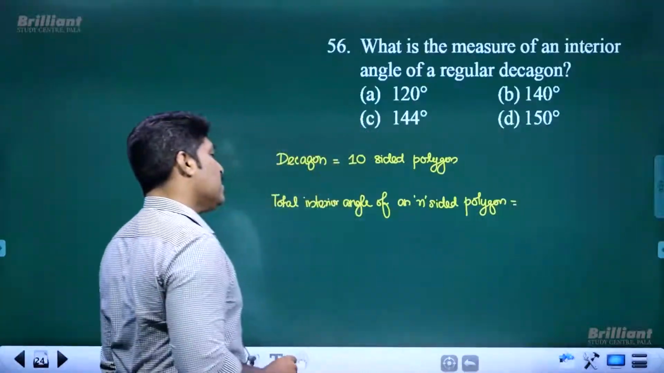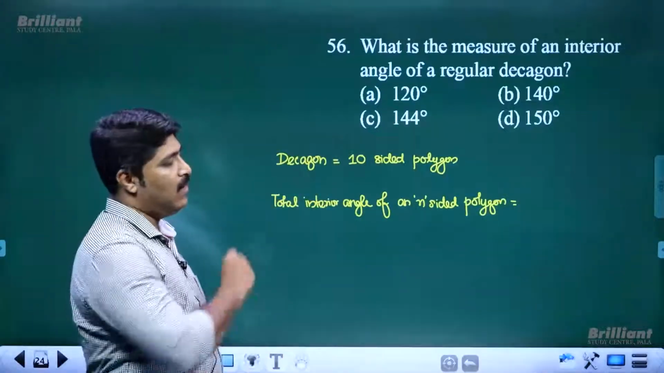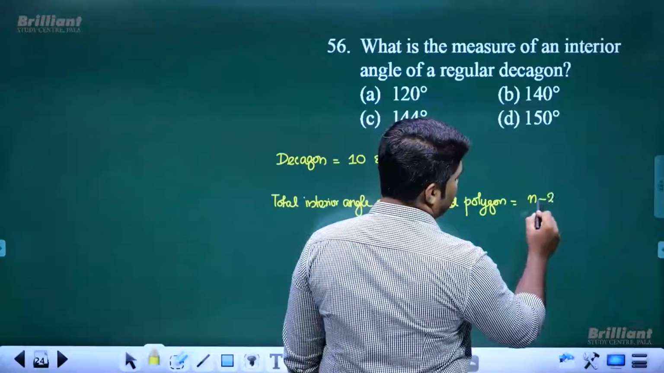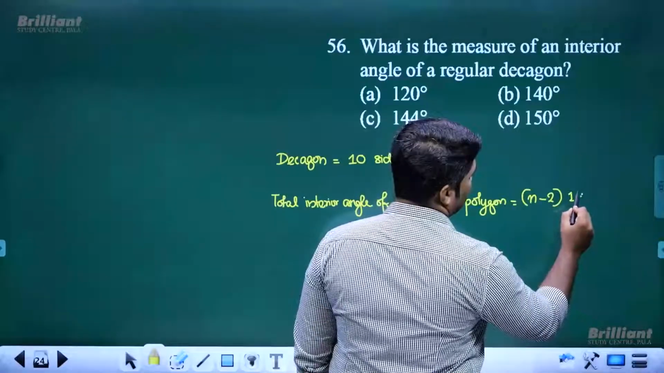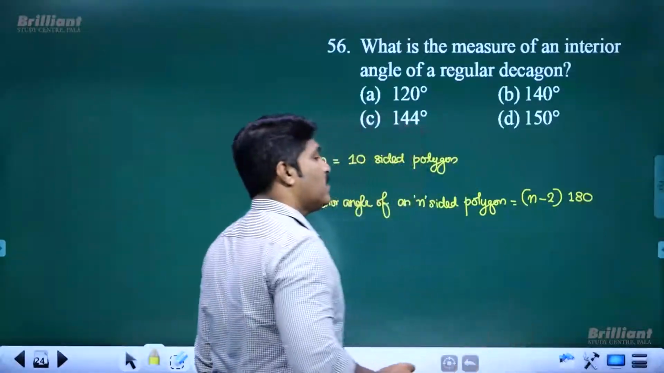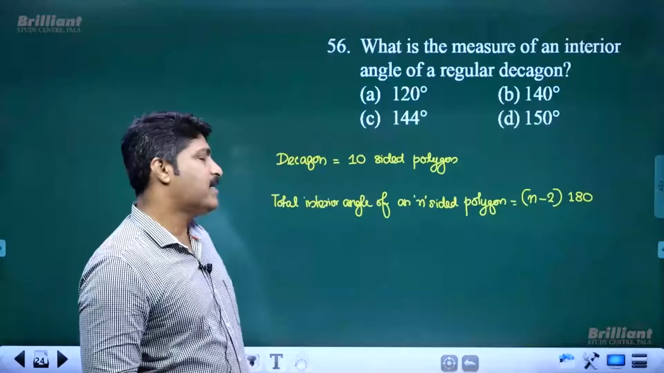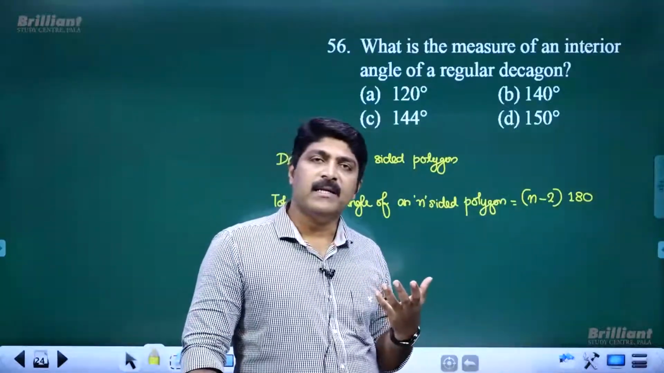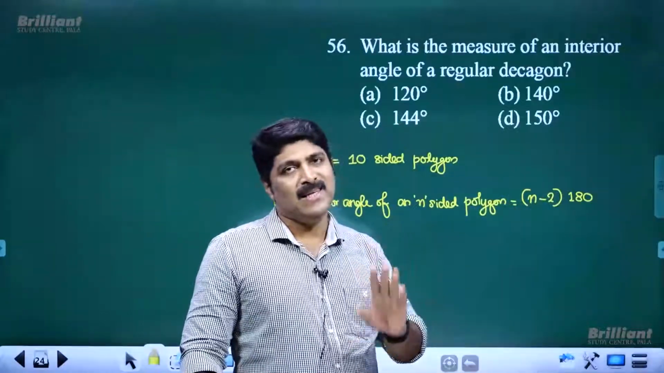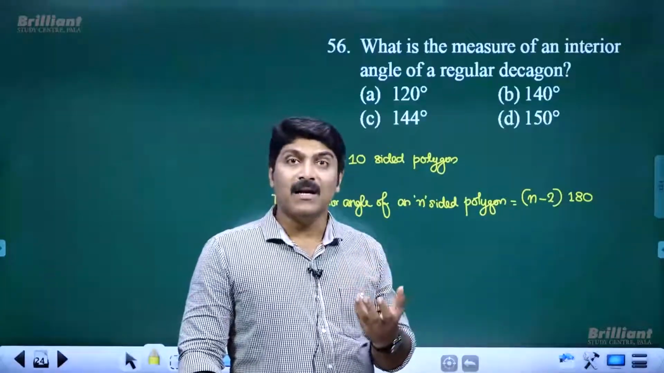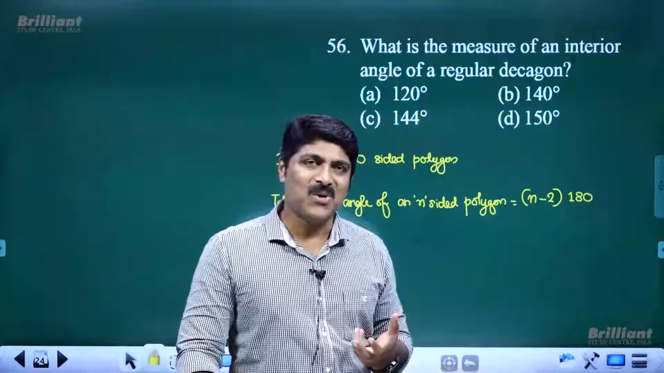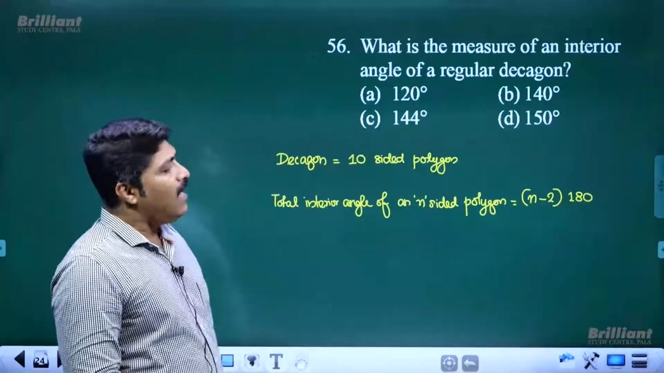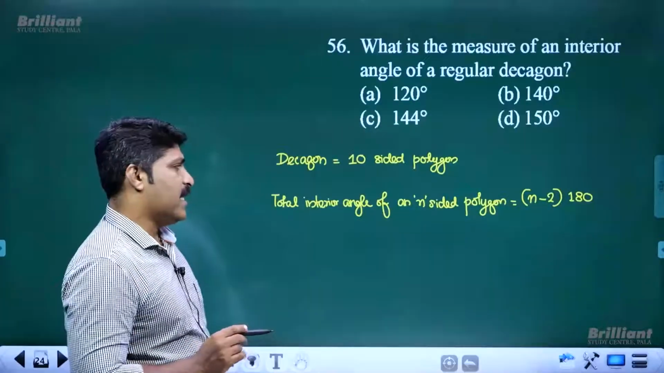So how do we find the total interior angle of an n-sided polygon? That's simply (n minus 2) into 180. You can think about it in the case of a triangle. A triangle has 3 sides. Therefore, what is the total interior angle there? That is (3 minus 2) into 180, that is 180. If it is a quadrilateral, which has 4 sides, its total interior angle is (4 minus 2) into 180, that's equal to 360. So this is the total interior angle.